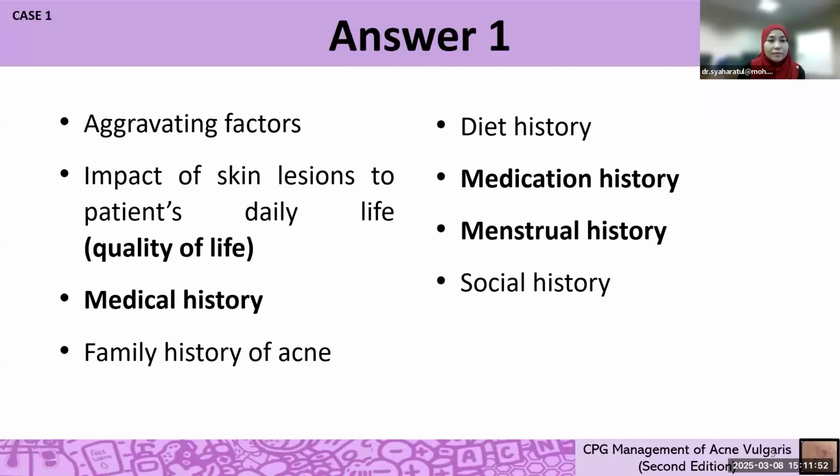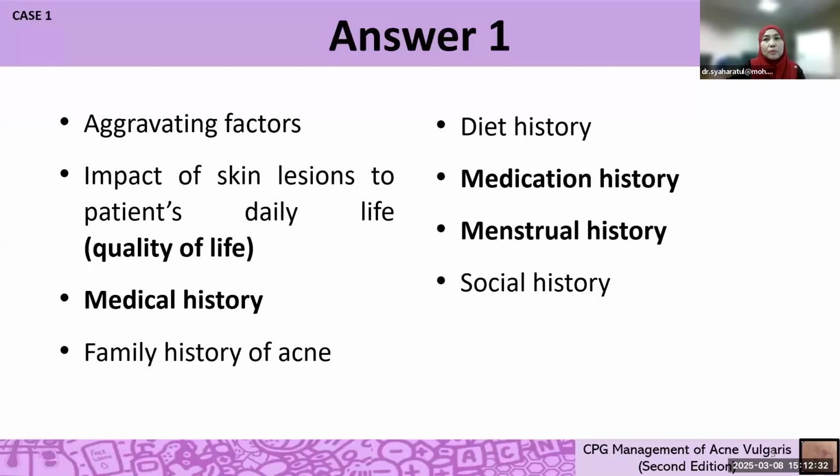Medical history, yes: whether there's any history of previous acne, whether the patient has anything to suggest PCOS. Family history of acne, because we know anyone with a family history of severe acne has a higher chance of getting severe acne. Diet, yes, it's very important, as highlighted by Dr. Lisa earlier. A diet high in glycemic index, sweetened beverages and fattening food tend to cause exacerbation of acne.